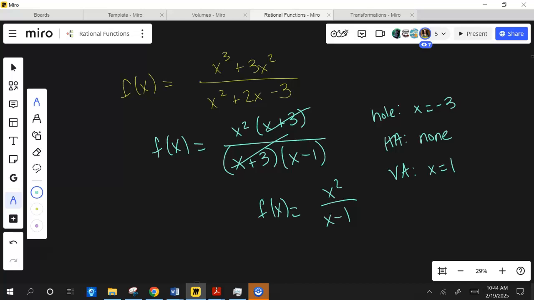Okay, so the next question is, does it have a slant? Okay, I heard it does. How do you know? 1 degree above.